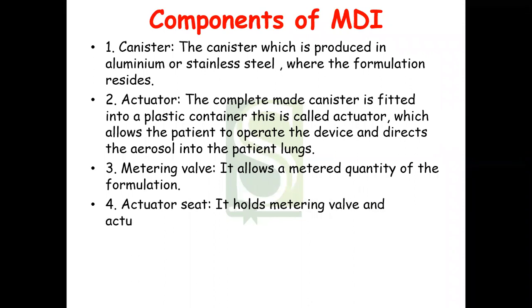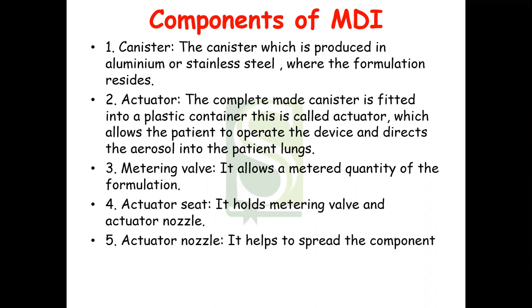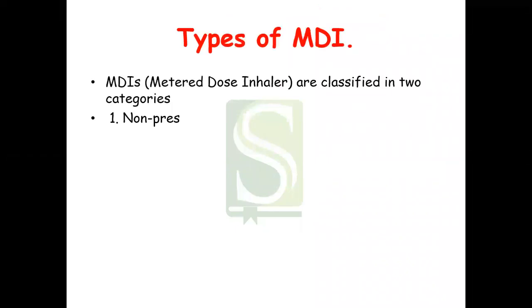Next is the actuator seat. It holds the metering valve and actuator nozzle. Then is the actuator nozzle. It helps to spread the component into the mouth. Let us see the types of MDIs. MDIs are of two types.